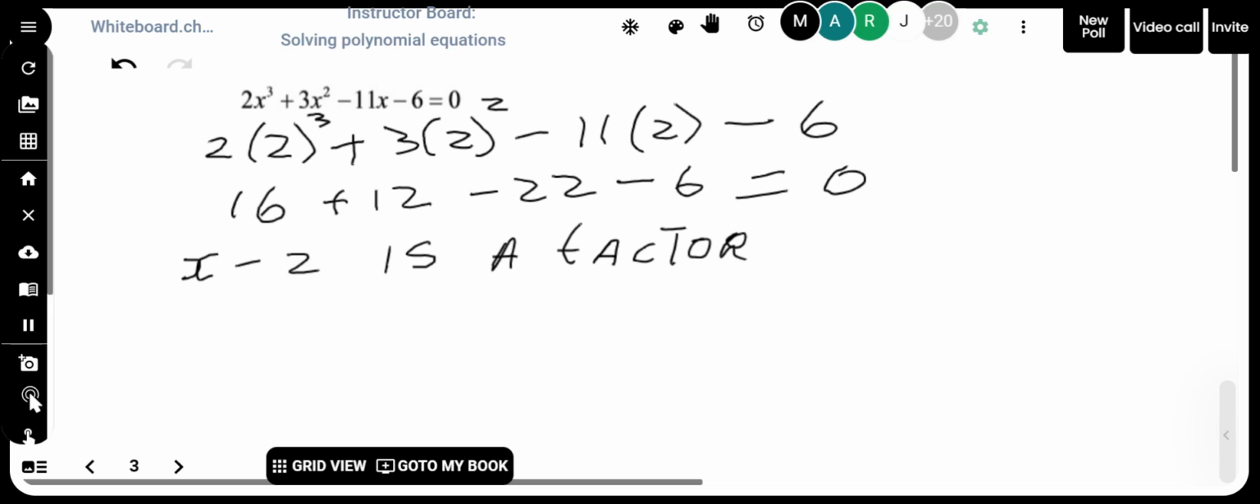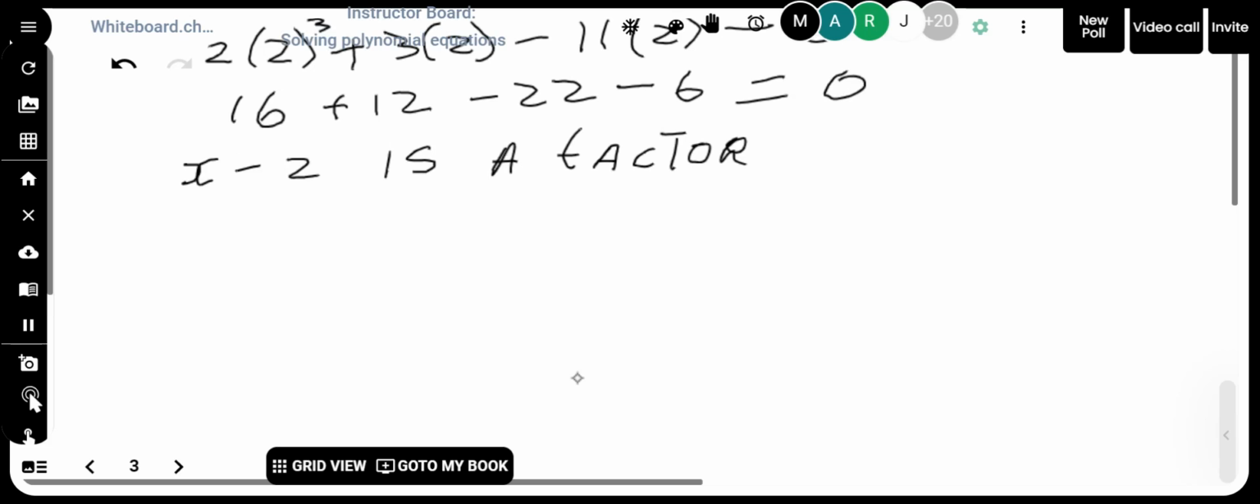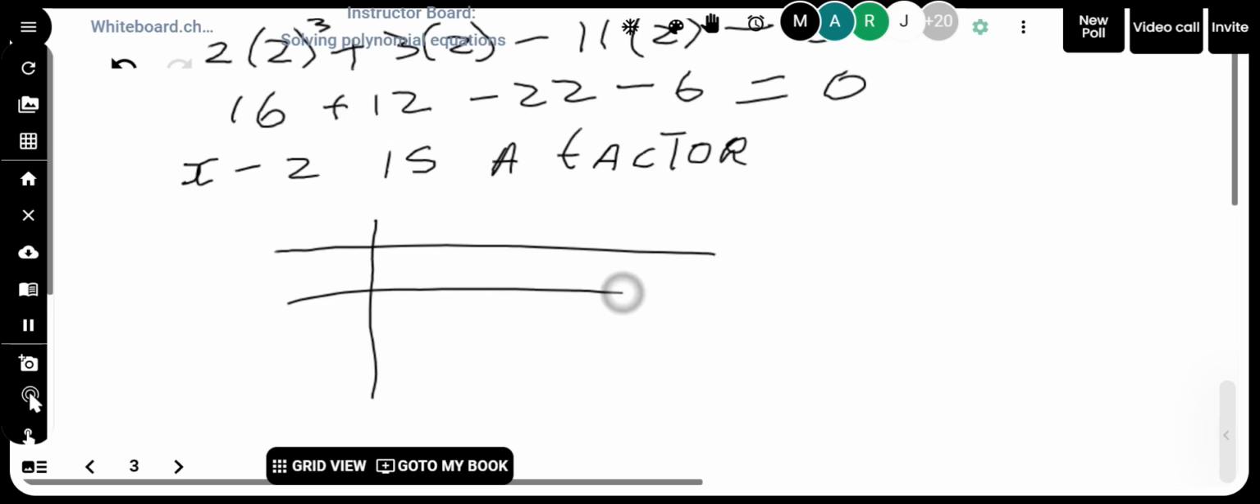But how do we get the rest of it? So that's where we're going to go next. And for me, I think that synthetic division is the faster way to do this. That's what I'm going to use, right? I'm going to go ahead and, oh, I don't need a third line down there, actually. Get rid of that third line.